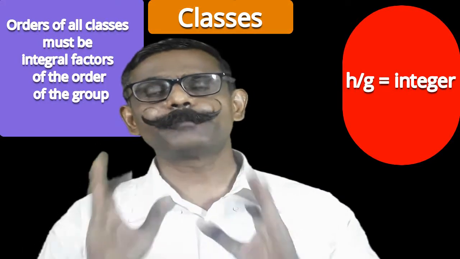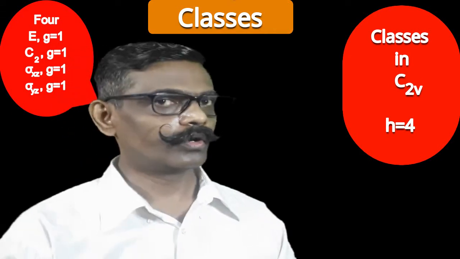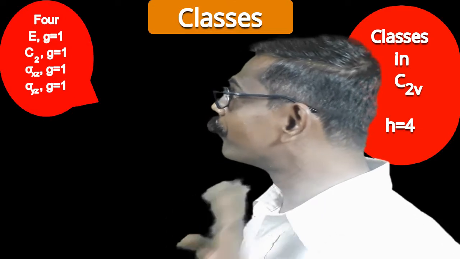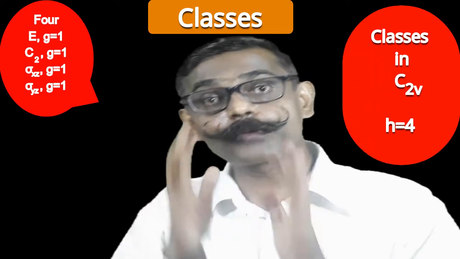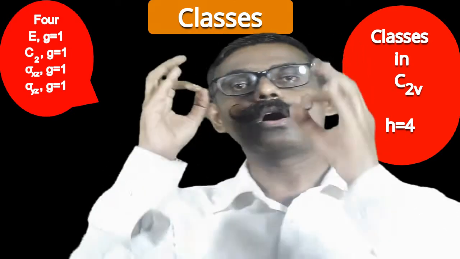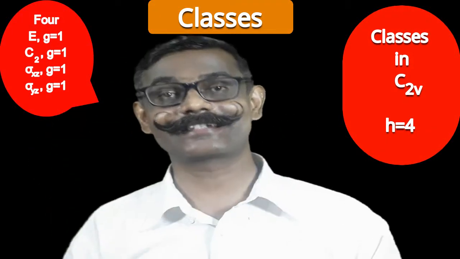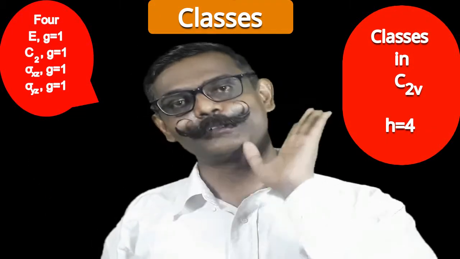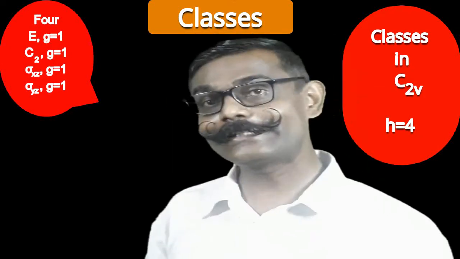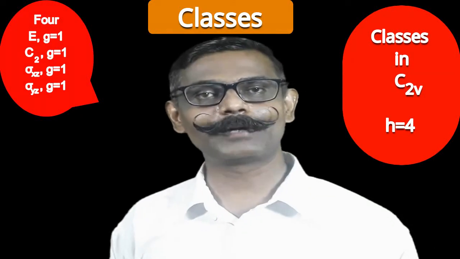Say C2v is a point group. In the C2v point group, what is the order? h is equal to 4. And which classes are present in the C2v point group? Four classes are there. Whichever operations are there, identity, C2, sigma xz, sigma yz, all belong to separate classes. It means in a class there is only one operation. What is the order of each class? g is equal to 1. Here all four classes for the C2v point group are mentioned.